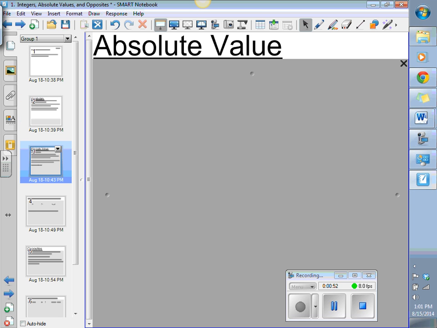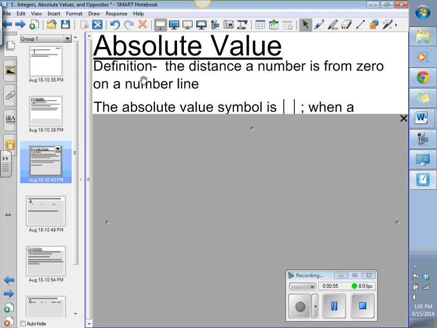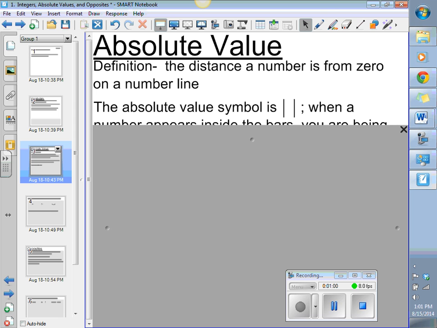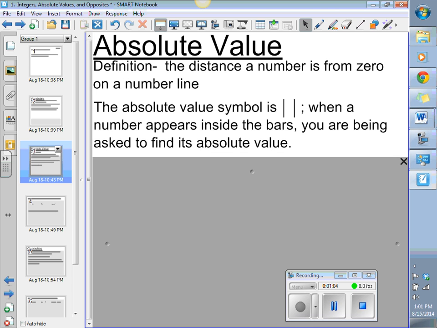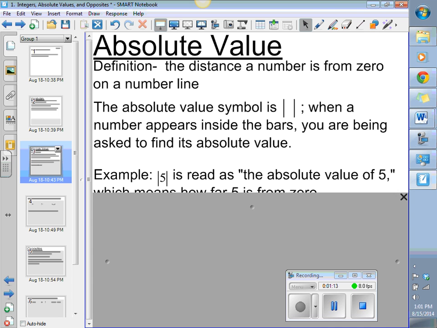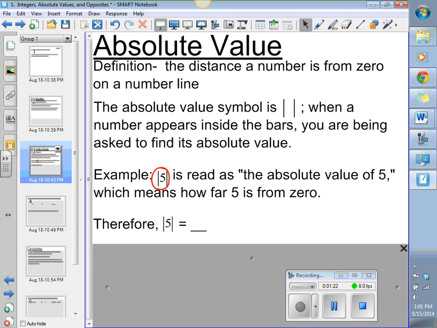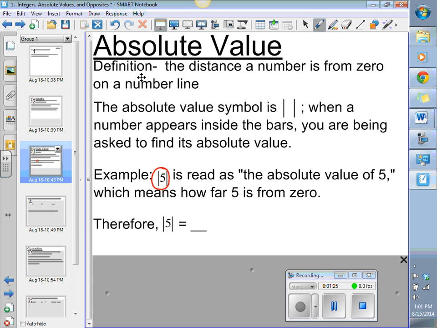The absolute value of a number is the distance a number is from 0 on a number line. The absolute value symbol is 2 vertical bars. When a number appears inside those bars, you're being asked to find the absolute value of that number. For example, this reads as the absolute value of 5, which means how far is 5 from 0, which I hope we all know is 5. 5 is 5 away from 0.